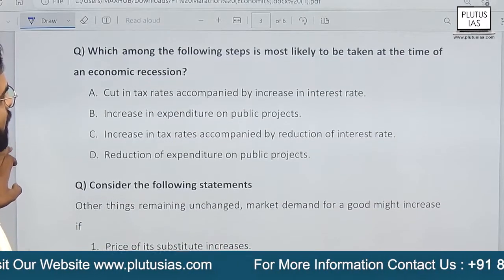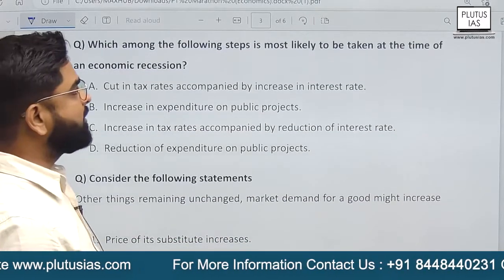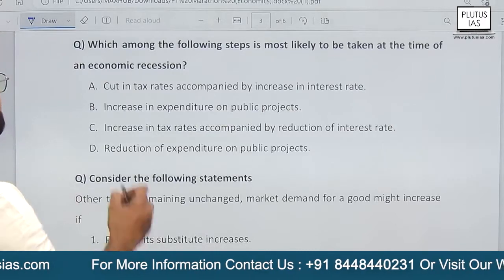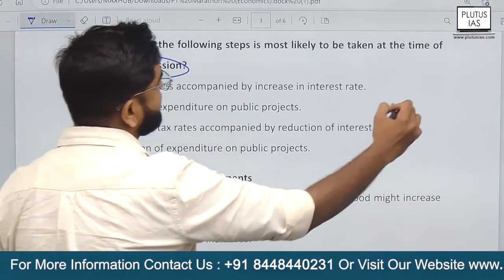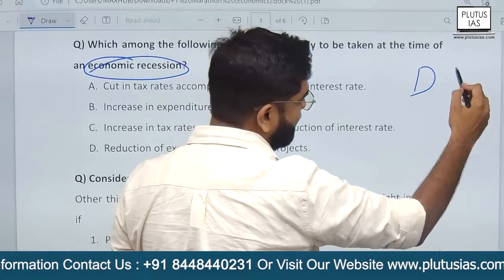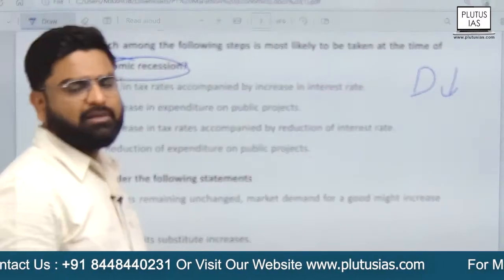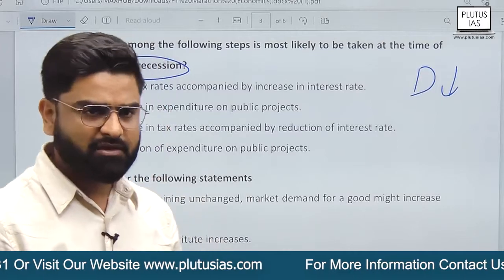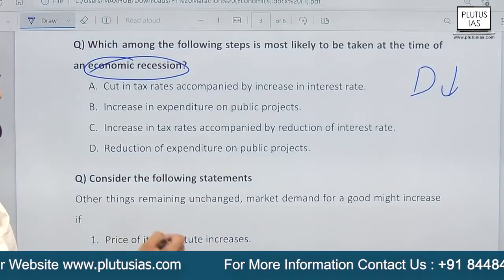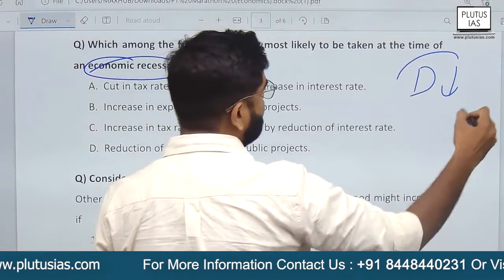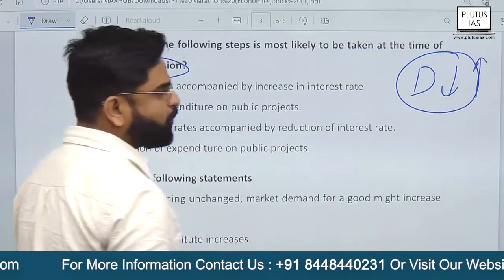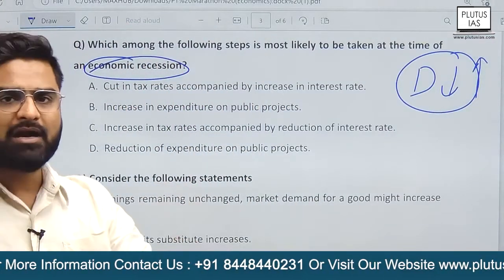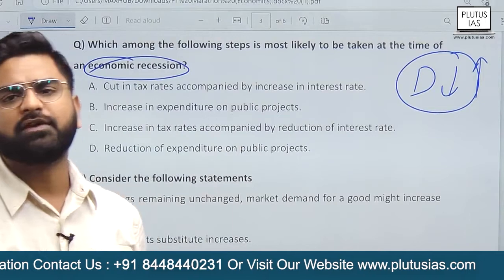Which among the following steps is most likely to be taken at the time of economic recession? Economic recession का simple मतलब होता है no demand और less demand. Recession का मतलब होता है demand is very less, people are not buying things, companies are closing down and everything. So basically what we have to do is boost demand. If we put the demand back in the economy, then recession will go away.